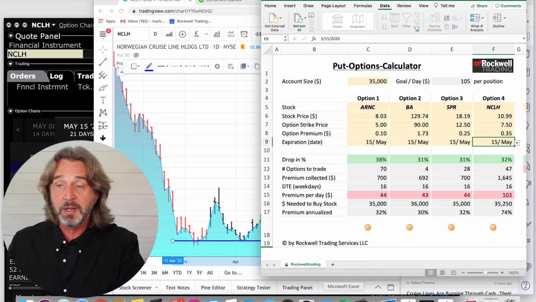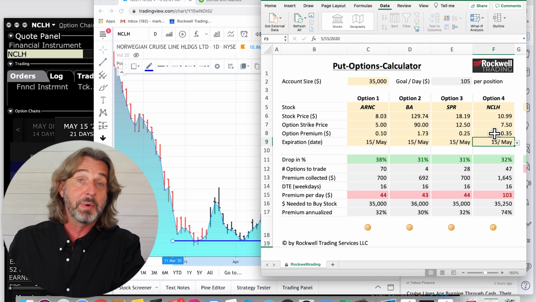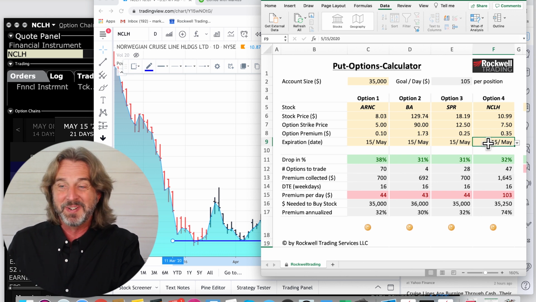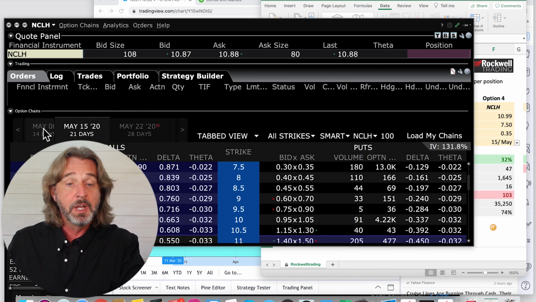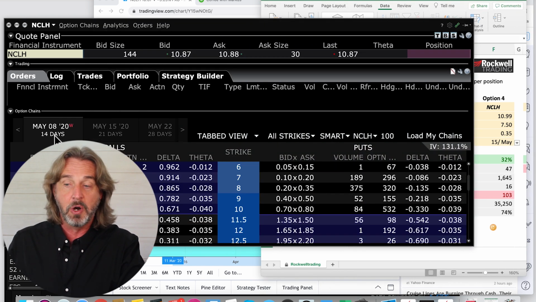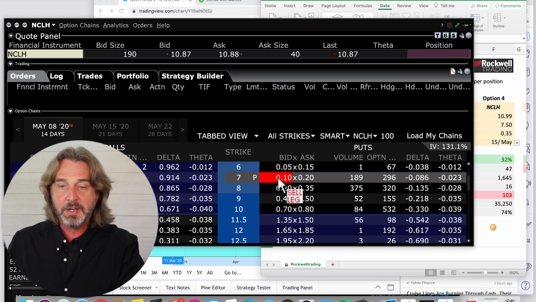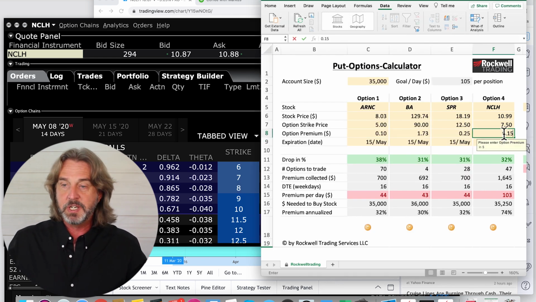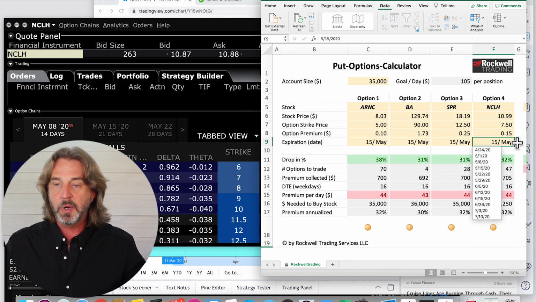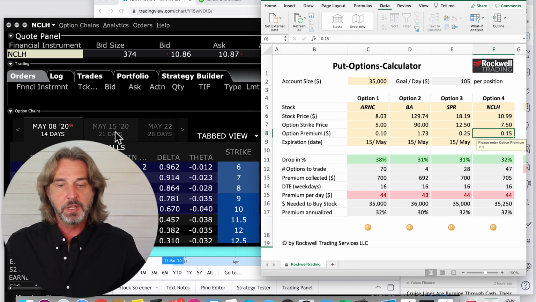So let's go back here and let's see. Now we can play around a little bit with the expirations, right? So let's go back to NCLH. If we go for a shorter expiration of May 8th at the 7.50 strike price, we would probably get 15 cents. Let's see. Going to the 8th. Nope, only $64. So no fun there. So we stay at this expiration, the 7.50, the May 15th.